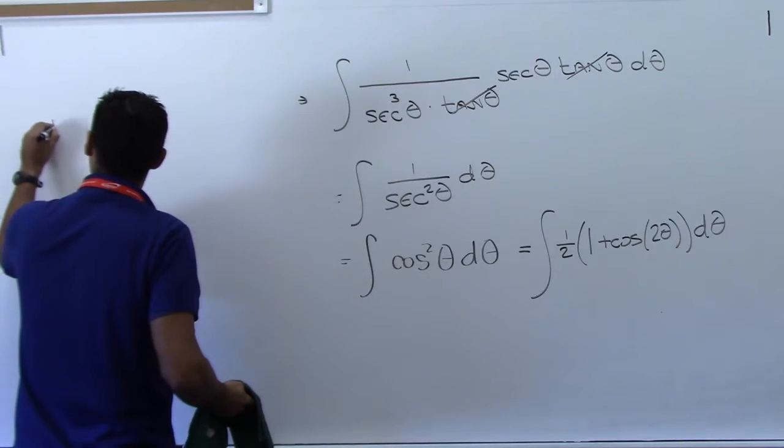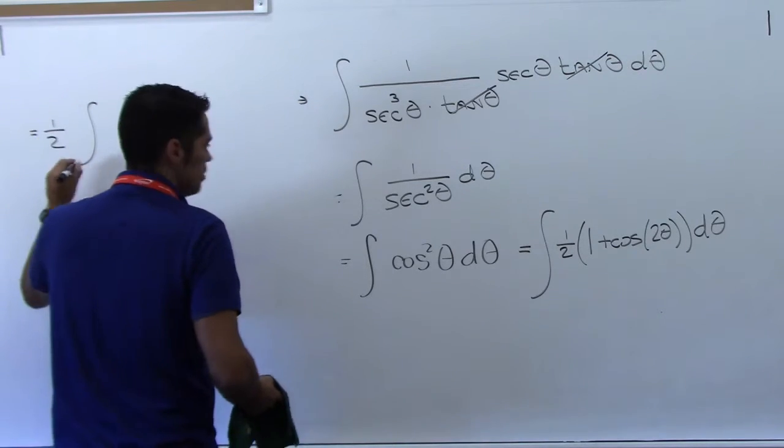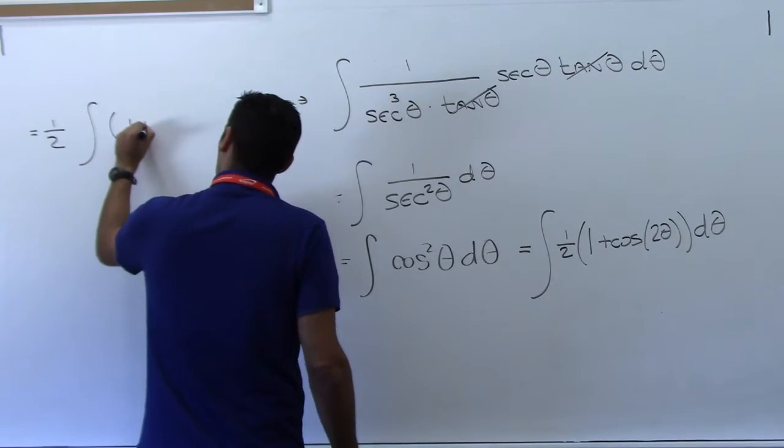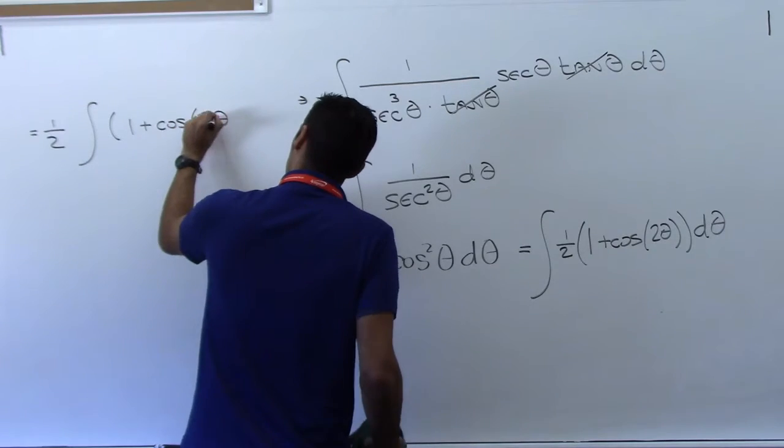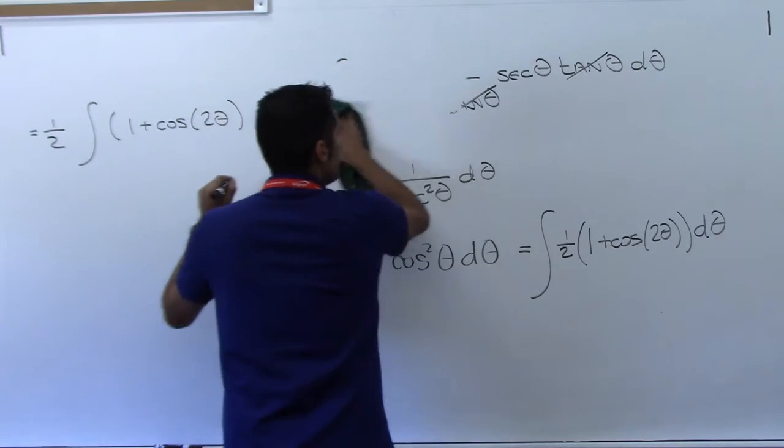So the 1/2's coming out. Integral of 1 plus cosine 2 theta d theta.